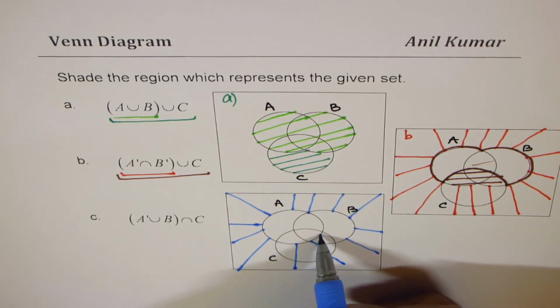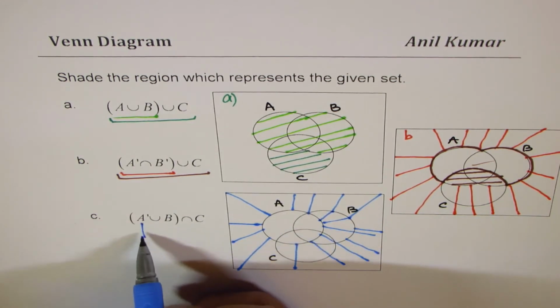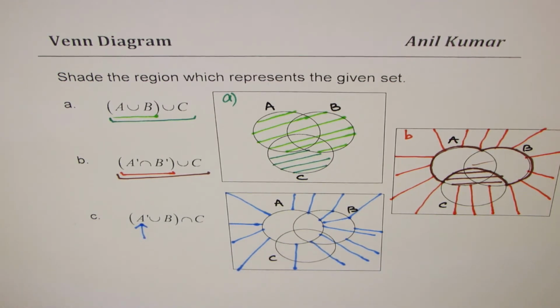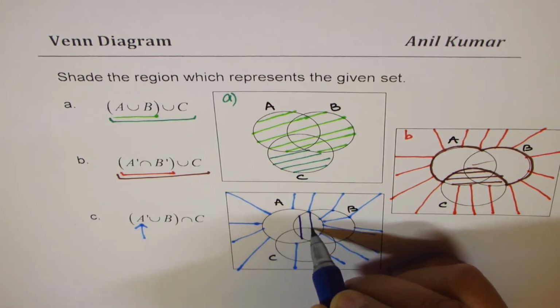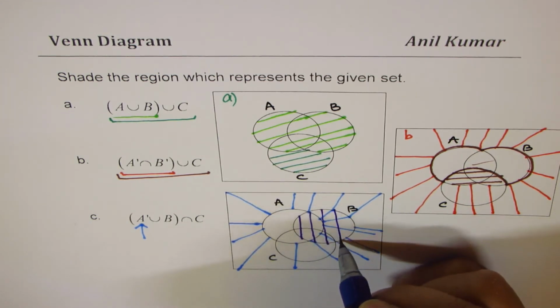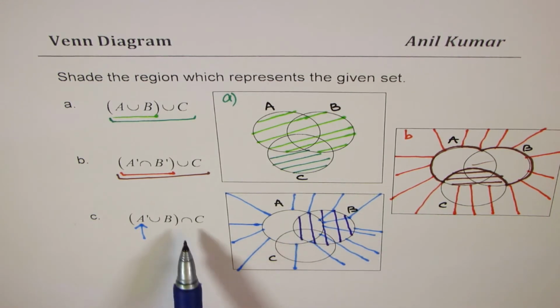So this is not A, is it okay? Now, when we say not A union B, that means we are including this portion also. So let me include this portion of B now. Right, so we got some portion additional. But with all this, we are actually looking for only intersection with C. That is very important. So we are only looking for intersection with C.